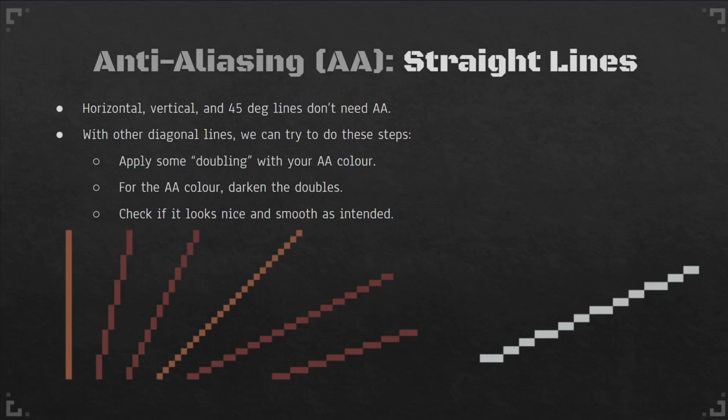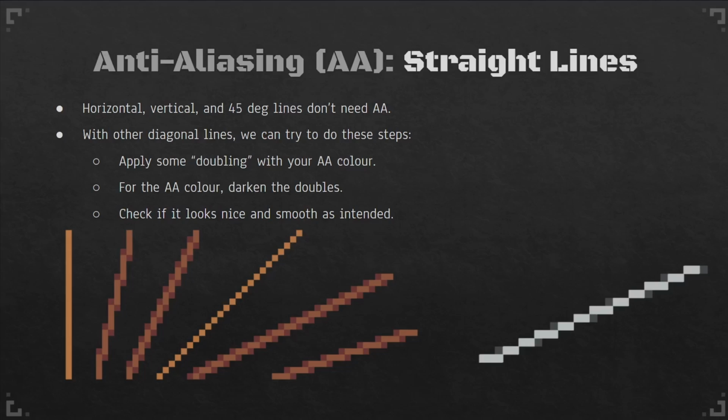For straight lines, it's pretty simple to add anti-aliasing. If you're doing diagonals that have a pure pattern like this, it might be easier to just introduce the anti-aliasing like this, where it's just 1 pixel in between, or if the diagonal is much steeper, then you introduce more and more pixels.